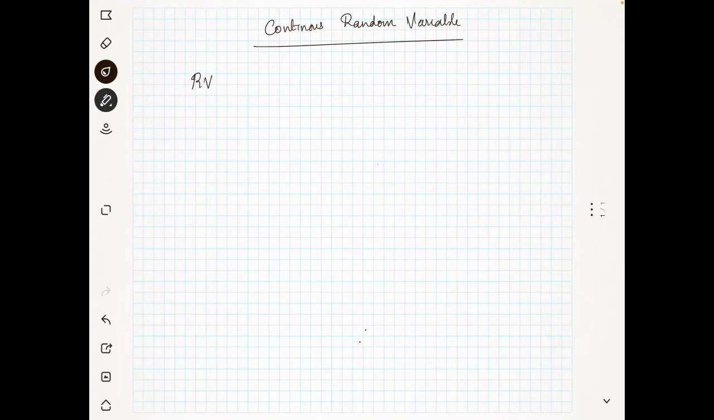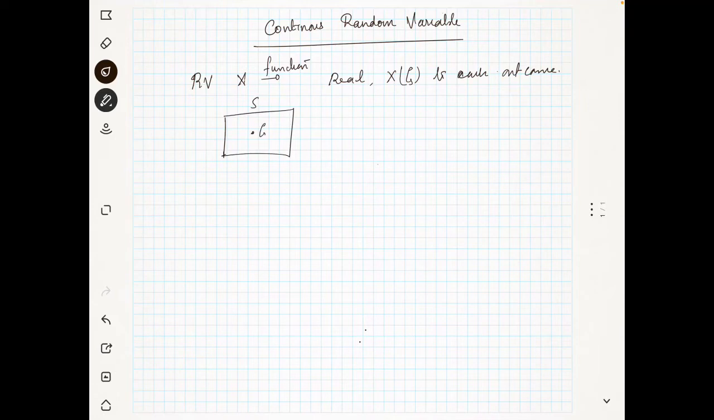That's what we have already discussed. That means the random variable X is nothing but a function. Basically it is a function that assigns a real number, X of zeta, to each outcome. That's the definition. That means if you have a sample space and zeta is an outcome, this zeta will be mapped into a real line.